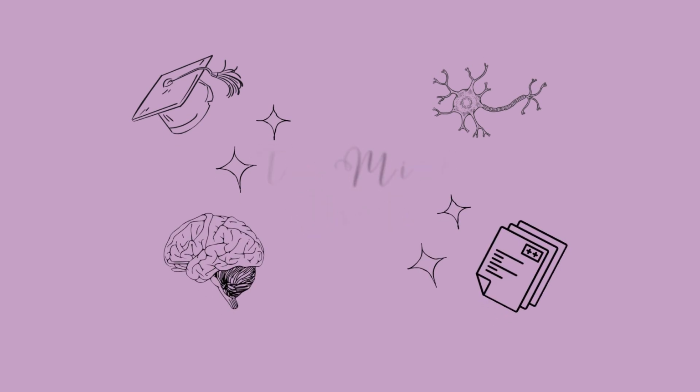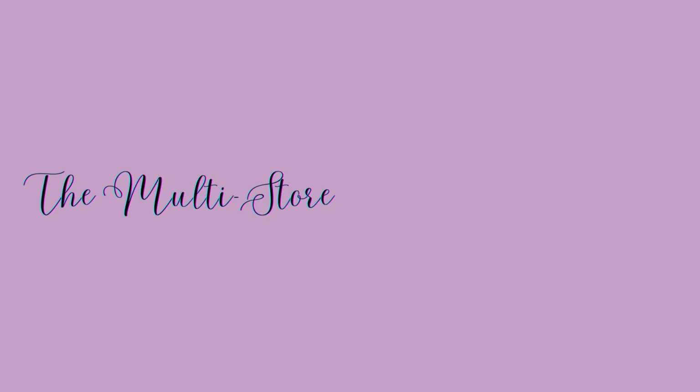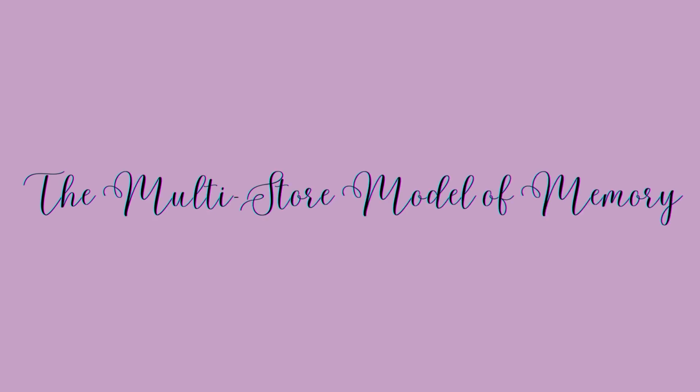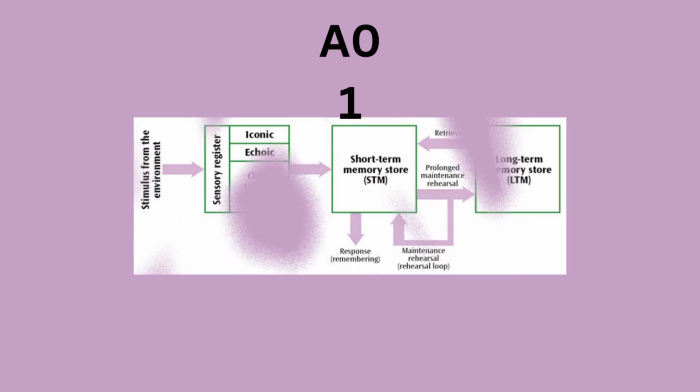Today, we are going to be covering the multi-store model of memory, from the memory topic in AQA A-level psychology. First, let's take a look at what the multi-store model of memory actually is. The multi-store model of memory consists of multiple stores through which information is transferred. It is important that you learn this diagram.